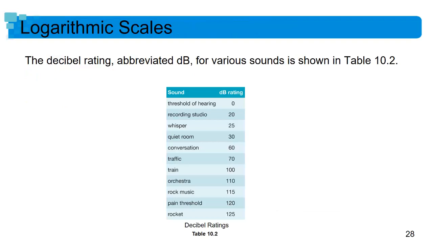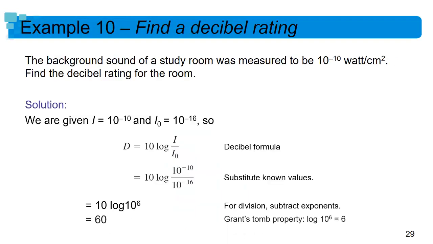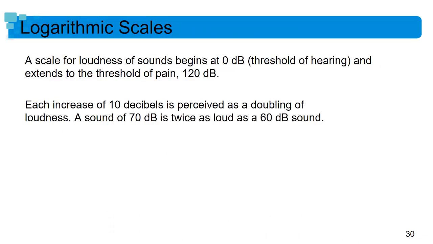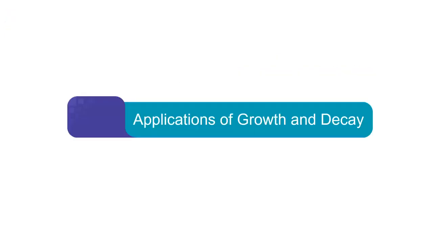Now, if you remember, 60 is right there at conversation. Okay? And that is basically everything we need to know, right? The scale, every time you go up by 10, each increase of 10 decibels is perceived as a doubling of loudness. So a sound of 70 appears to be twice as loud as 60 to us. And that's it for applications of growth and decay.